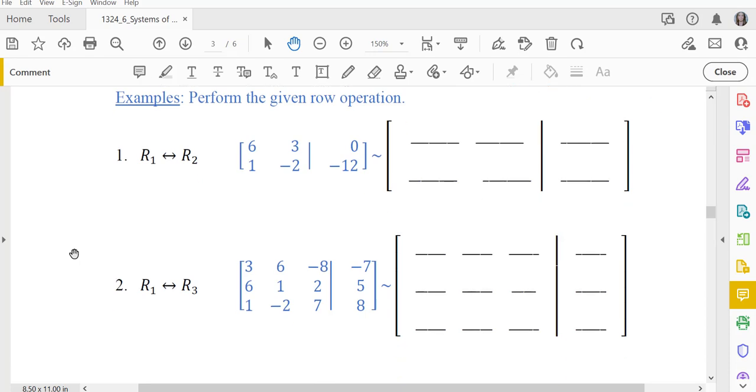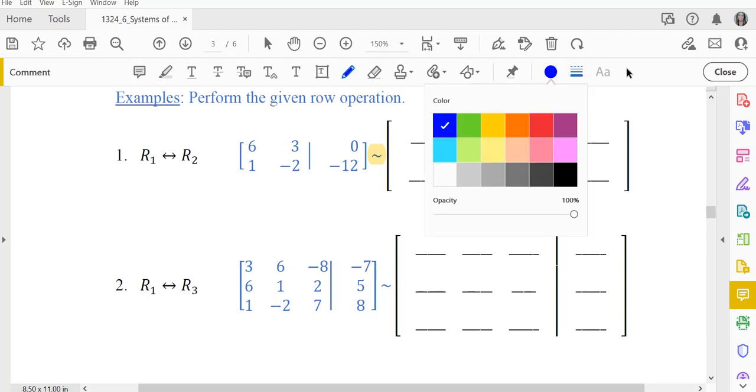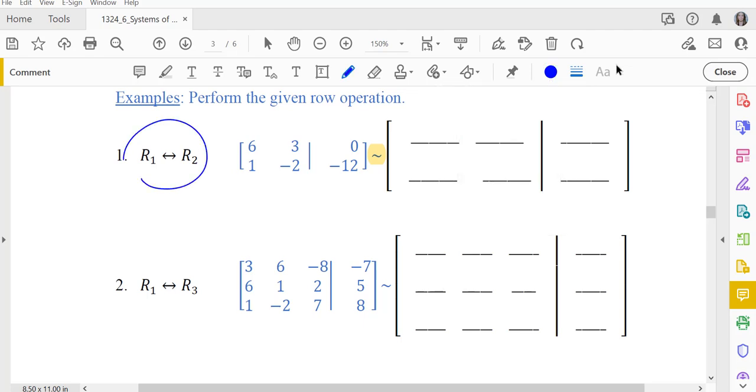It says, perform the given row operation. A couple of things to point out. Do you see this little squiggly here? That squiggly means that it's equivalent to. So we're going to write, here's the matrix, and we're going to write an equivalent matrix. All right, our row operation says that it wants us to do, what does this mean? Swap row 1 and row 2.